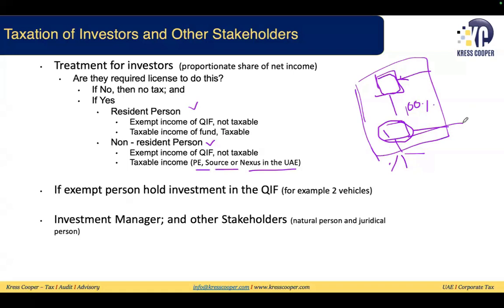Investment manager and other stakeholders, like a typical company generating income, resident, non-resident, natural, juridical, less than 3 million, more than 3 million, small business relief, all these things will be applicable to them. It will be treated like a normal business for them. They are providing services, and these services might be provided by a natural person or a company. So this is the service criteria applicable to them.